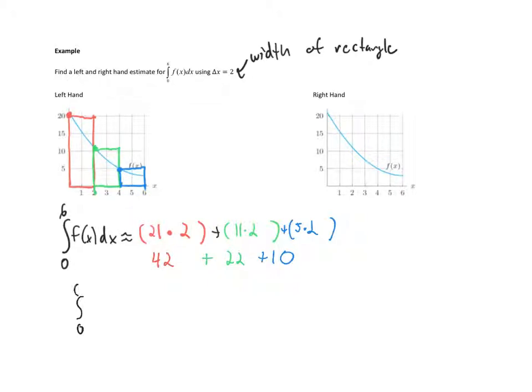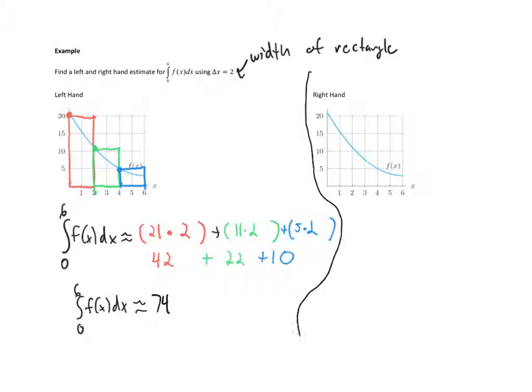So we're going to estimate the area under the curve from 0 to 6 of f of x dx as approximately 42 plus 22 plus 10. With a left-hand sum, that is 64 plus 10, about 74. Now notice those rectangles are above the curve, so that is actually an overestimation. So we're going to use the right-hand sum, which should then produce an underestimation.